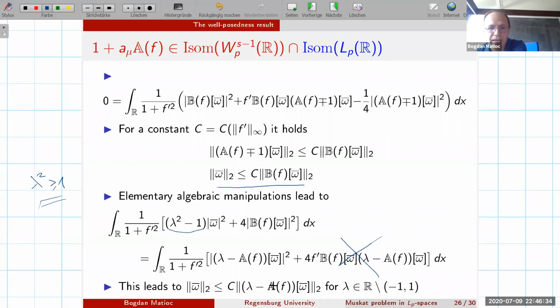And because A maps L2 to L2, if lambda is very large, this operator is an isomorphism. And then because of the estimate, the method of continuity says that this operator is an isomorphism for all lambda such that lambda square is larger than 1.